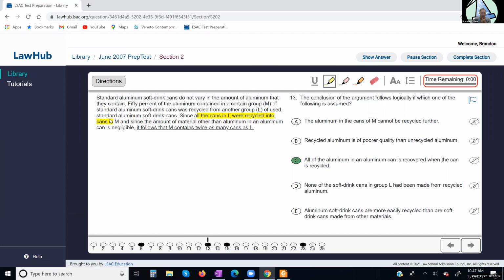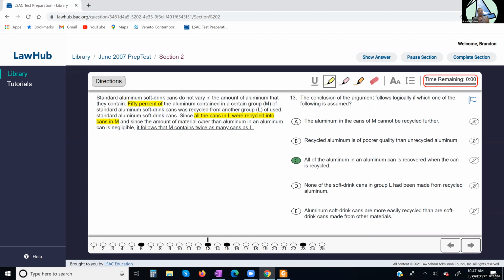I'm going off memory again. All of the cans in L were recycled into cans of M. So we used L to make M. L was our building material to make M. And in using the building material, we used all of L. There wasn't any leftover L. So L as a group, we used all of it to build M. And once we built M, M's aluminum is 50% L. So we used 100% of L as building material, but they're basically saying there was other building material as well. The other building material for M, we don't know where it came from, but we know that it exists because M by the end is only 50% L. So the other 50% of M is not coming from L.